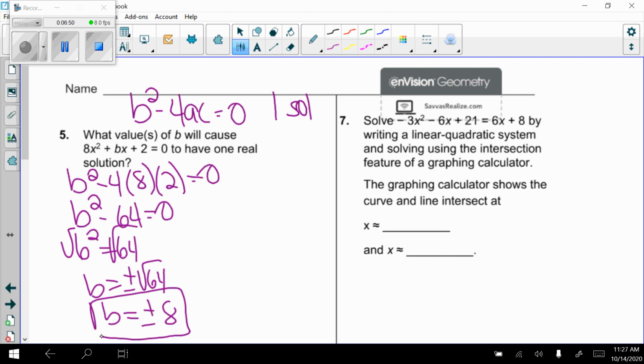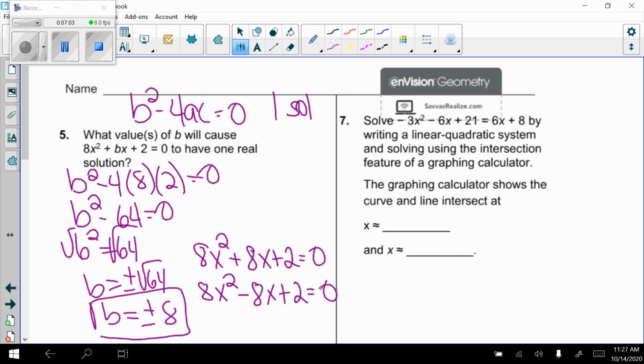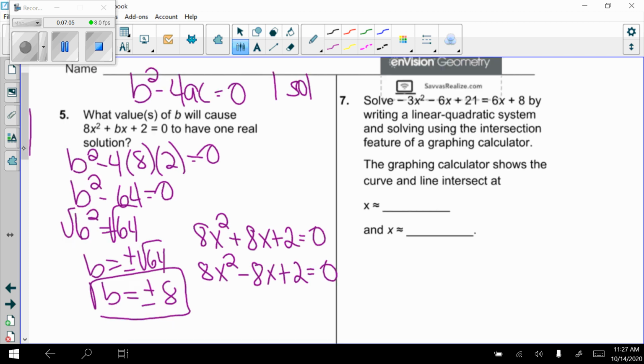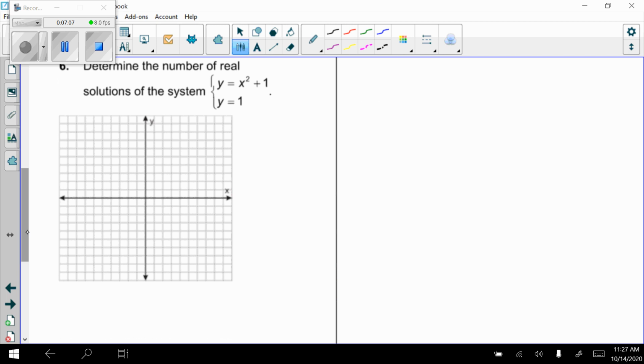For b, I could write the two equations. The two equations would be 8x squared plus 8x plus 2 equals 0, and 8x squared minus 8x plus 2 equals 0. All right, number 6, determine the number of real solutions of the system. Okay, so I can do this either by substitution or graphing it. I will show you both ways.